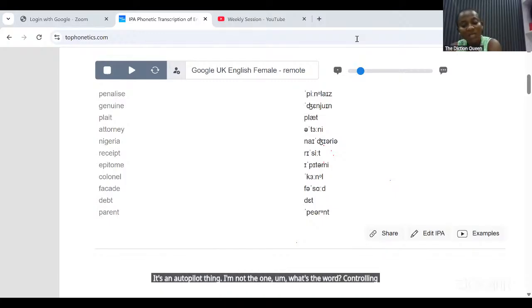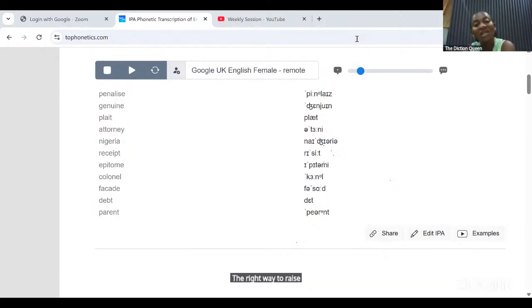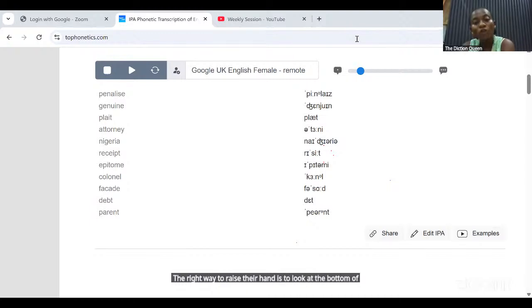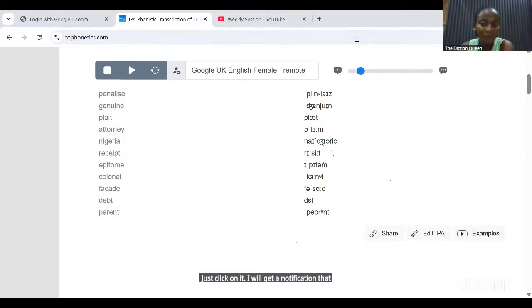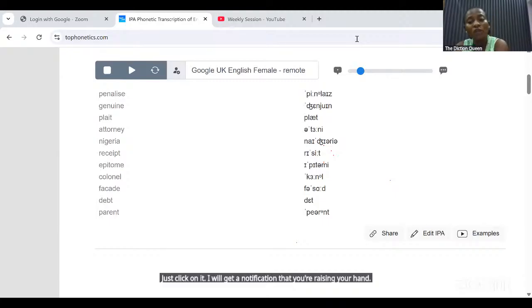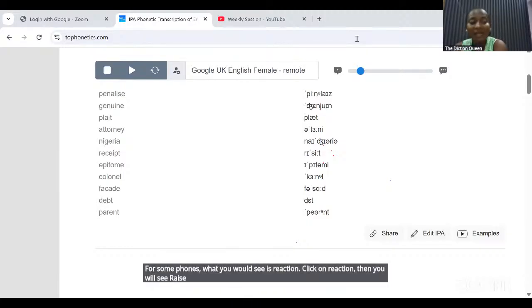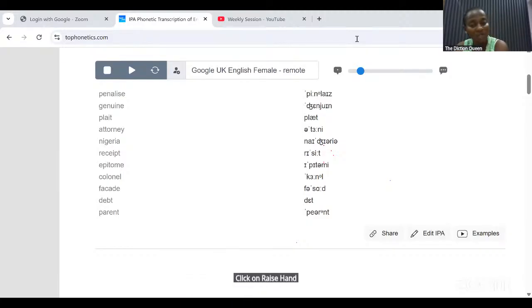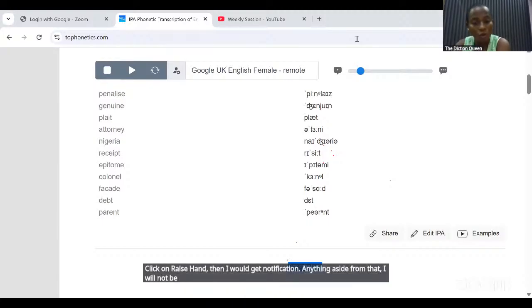The right way to raise your hand is to look at the bottom of your screen. You're going to see, depending on the device you're using, for some screens, you would see raise hand. Just click on it. I will get a notification that you're raising your hand. For some phones, what you would see is reaction. Click on reaction, then you will see raise hand. Click on raise hand, then I would get notification. Anything aside from that, I will not be able to call you.